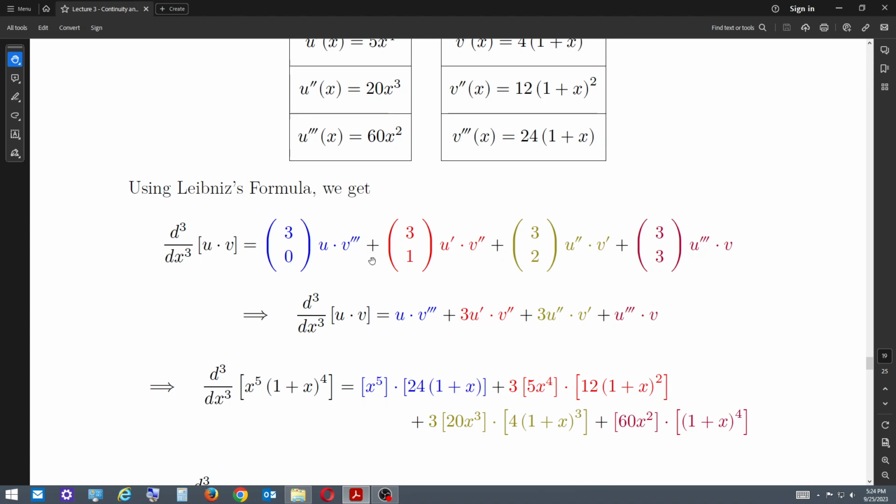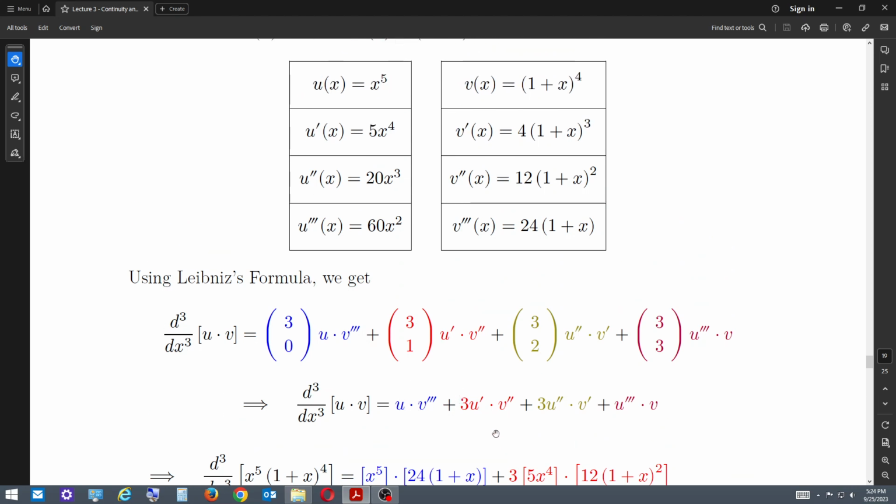Then we can simplify the coefficients. So remember, this is 1, this is 1, this will be 3, and this will also be 3. So the coefficients are 1, 3, 3, 1. After that, we can substitute our expressions for the derivatives.